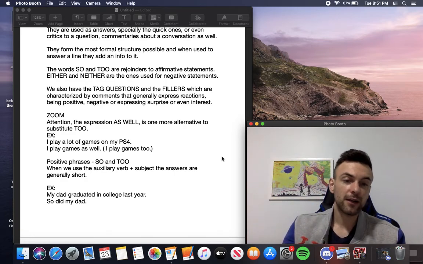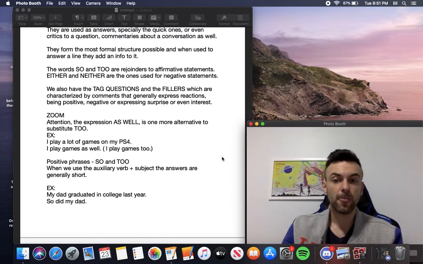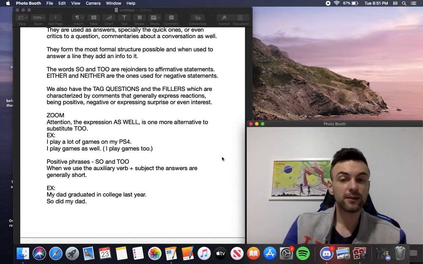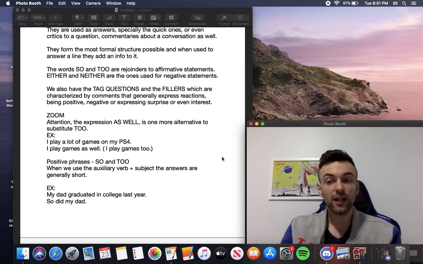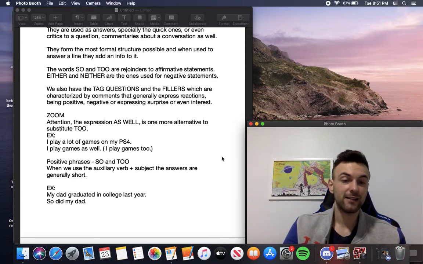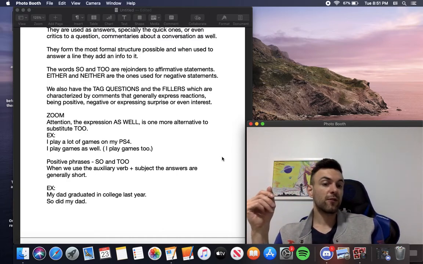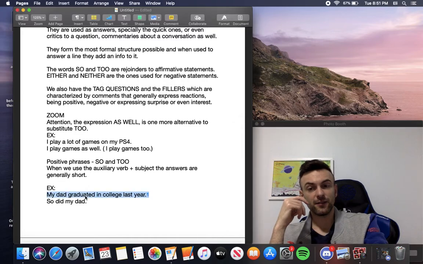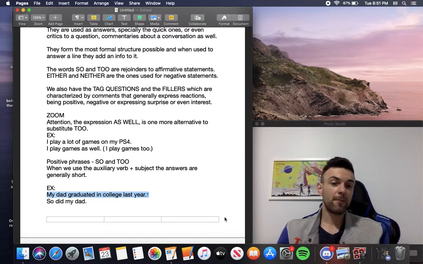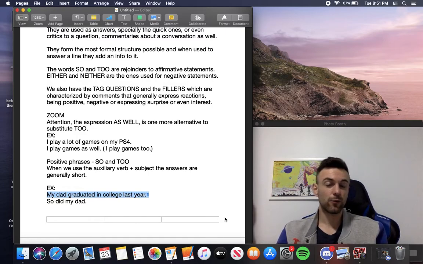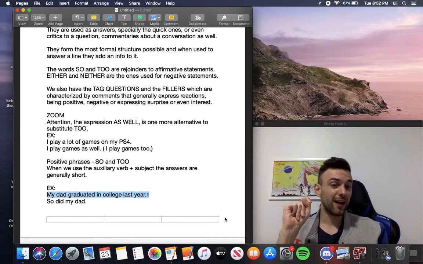In positive phrases, as I told you before, guys, you're going to use so and too. Basically, when we use the auxiliary verb plus the subject, the answers are generally short. My dad graduated in college last year. So did my dad. Why do I use the auxiliary verb did? If you guys pay attention clearly here in this phrase, my dad graduated last year is a simple past phrase. So I'm always gonna use the auxiliary verb which refers to exactly the same verbal tense in which my action verb is mentioned in my statement. Doesn't it make sense to you guys?